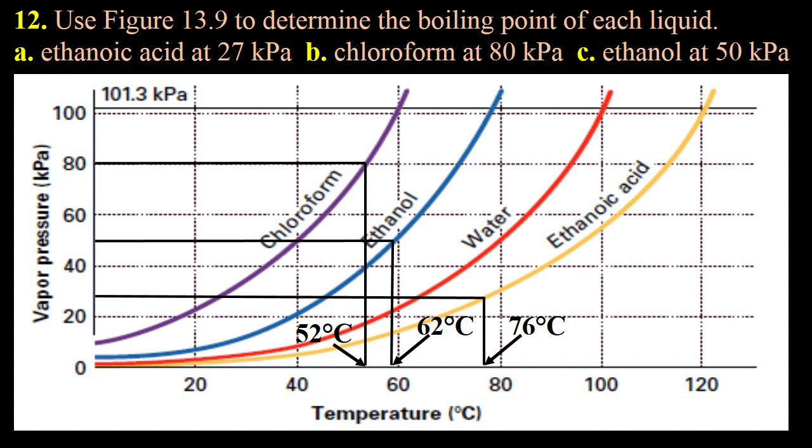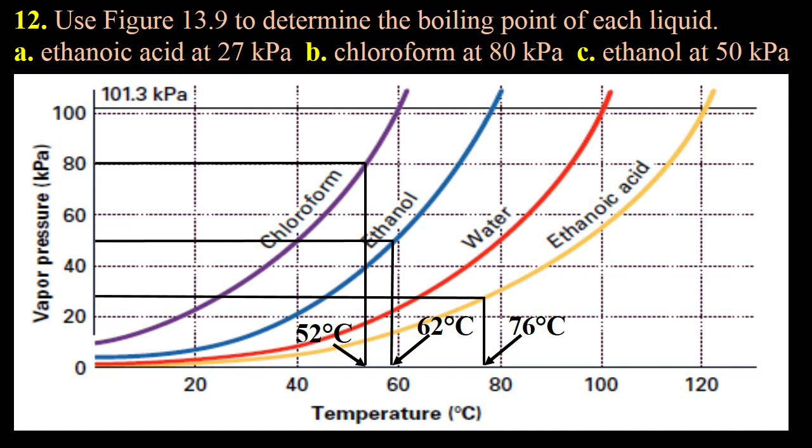I drew them over. So the first one was ethanoic acid at 27 kilopascals. I drew that over between 20 and 40, at 27, I estimated it. And it comes up to be around 76-ish. And that's essentially what the answer is, so I kind of approximated it.